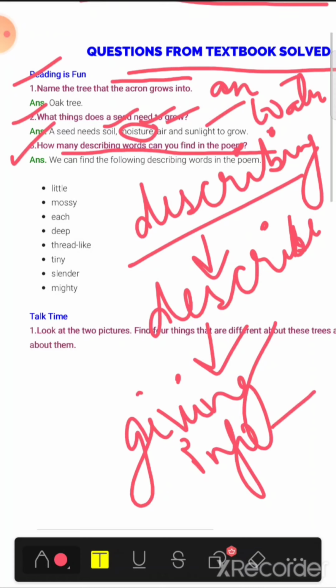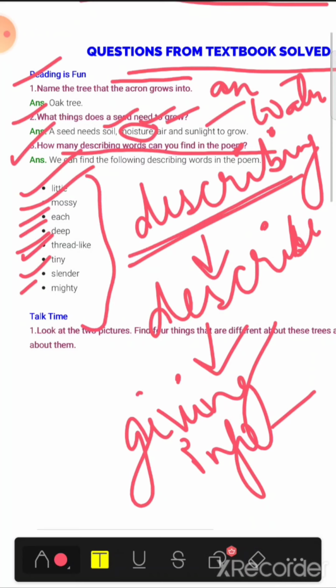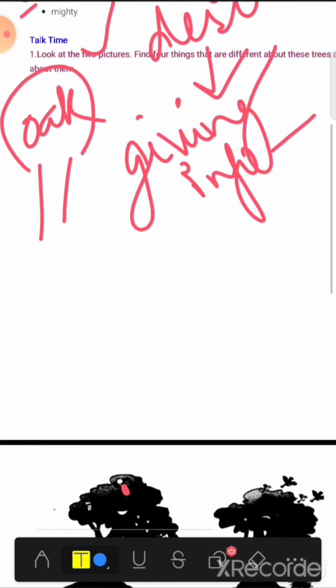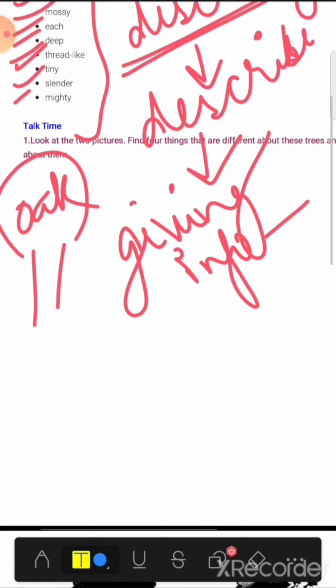So the words little, mossy, deep, thread-like structure, tiny roots, slender branches, mighty oak tree. So these are the words which describe what? An oak tree. Yes or no? So these are the words which describe an oak tree. Now let's come to the next question.